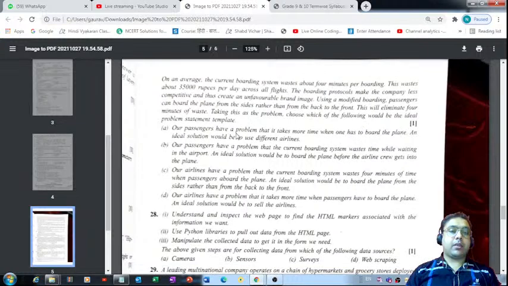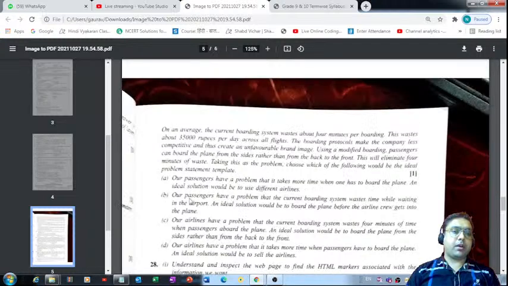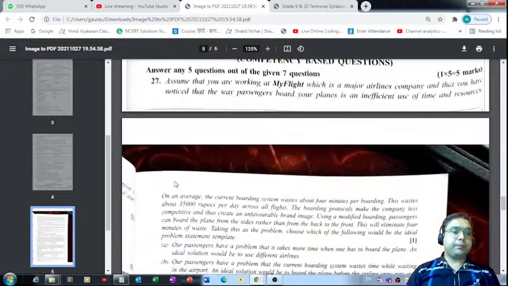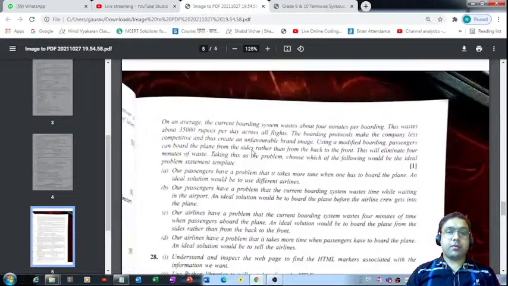Now we have to select the ideal problem template for the problem given to us here. Out of these four, we have to select any one. Let's go through these 4 problem templates one by one and try to figure out the correct answer for this question number 27. Right, so the first one is, our passengers have a problem that it takes more time when one has to board the plane. An ideal solution would be to use different airlines. No, that's not a correct answer, because in this way, this airline will face a lot of financial problems, right?